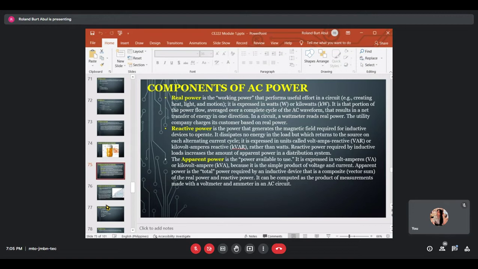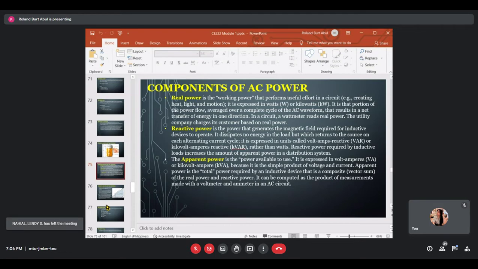Real power is the working power that performs useful effort in a circuit, such as creating heat, light, and motion, and is expressed in units of watts or kilowatts. It is that portion of the power flow, averaged over a complete cycle of the AC waveform, that results in a net transfer of energy in one direction. In a circuit, a wattmeter reads real power. The utility company charges its customers based on real power.